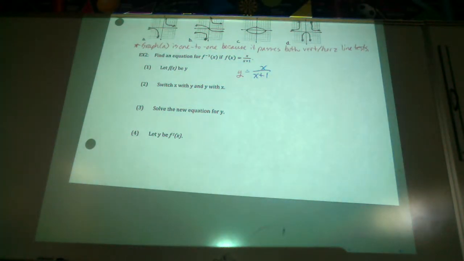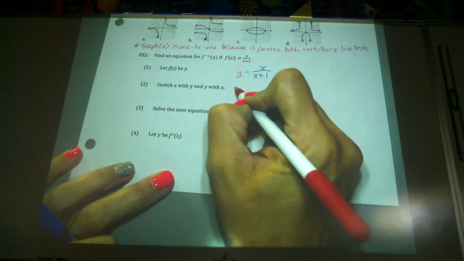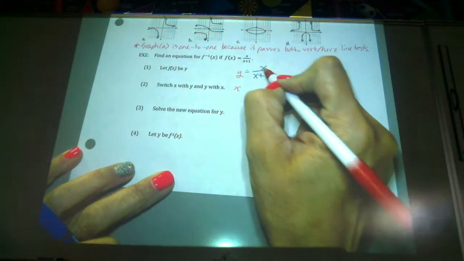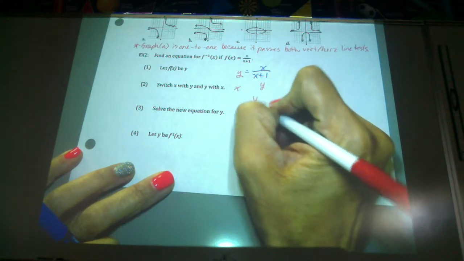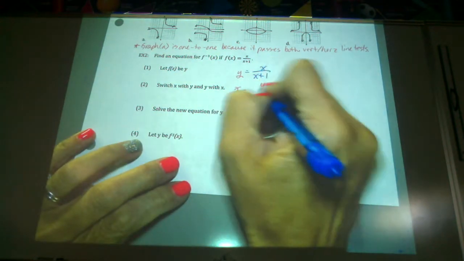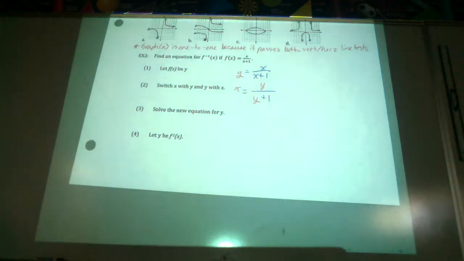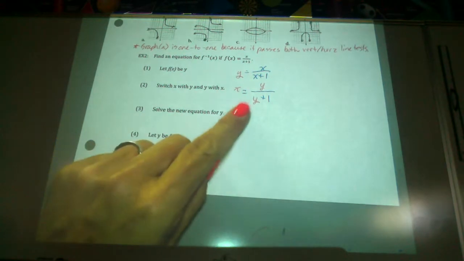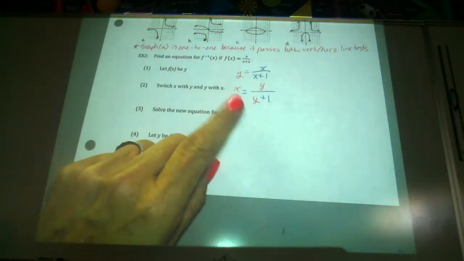Then because I'm finding an inverse, and the definition of an inverse is that the x and y switch places, we're going to switch places with the x and y here. So for every y I have, I'm going to replace it with an x. And for every x, I'm going to replace that with a y. So every y became an x and every x became a y. So that's almost our inverse, but step 3 is solve this new equation now for y. That can get kind of hairy.